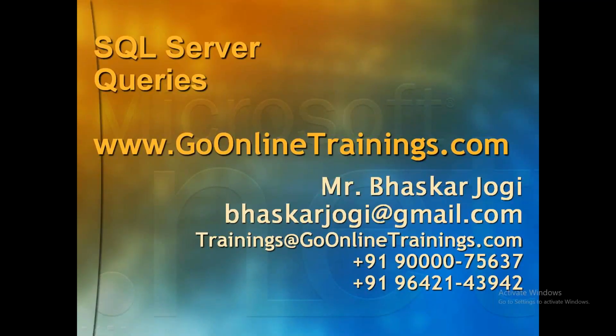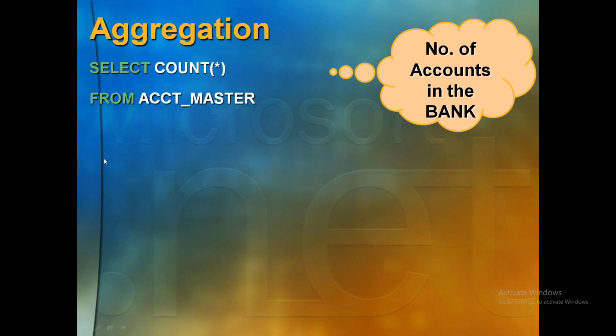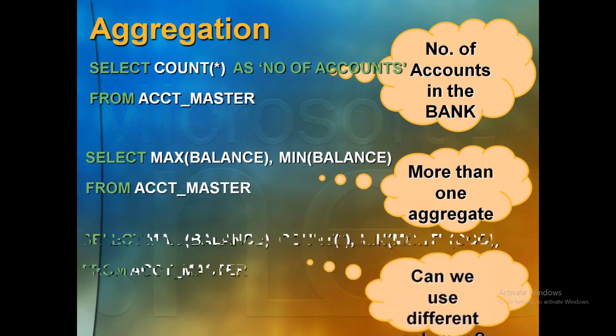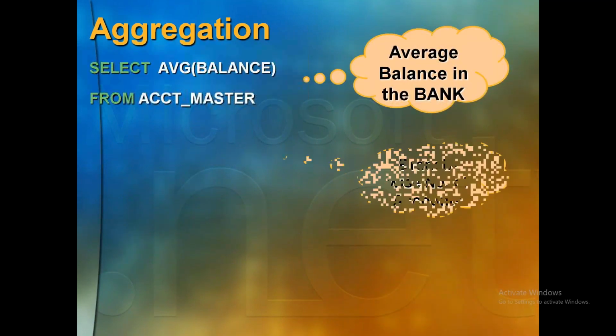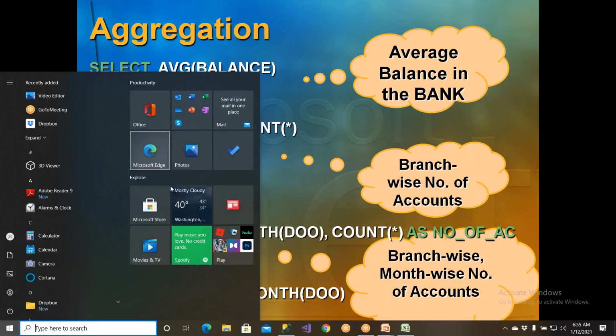Now, I wanted to tell you one more important thing. Number of accounts in the bank. Okay. So number of accounts means number of customers. Each customer is opening one account, right? So it is simply select count star from the table. All these things we discussed yesterday. Now, I wanted to tell you one more beautiful thing today.